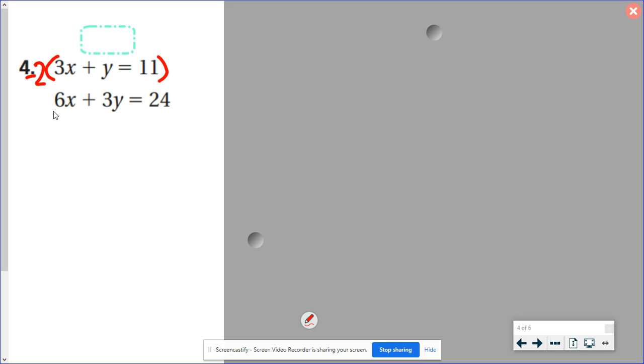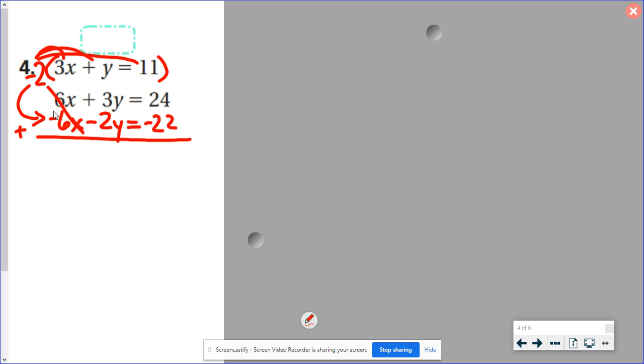I can just rewrite that equation. I'm just going to pull it down underneath this one. They'll still be right next to each other that way. So that'll be a -6x, a -2y, and -22. When I add those together, the x's are gone. 3y minus 2y is just a 1y, or y, and 24 minus 22 is 2. So there's my y. Now I need the x.